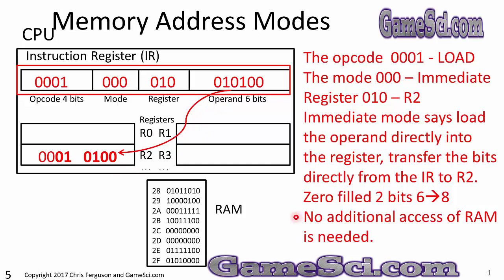No additional access of RAM is needed when you use immediate mode. Immediate mode says use the bits that are in the operand. Load those bits straight to the register.